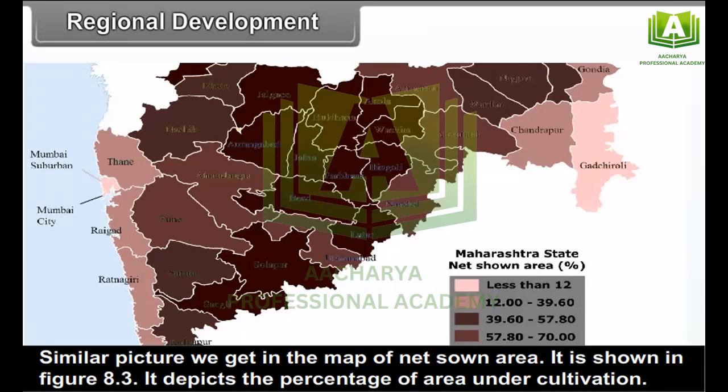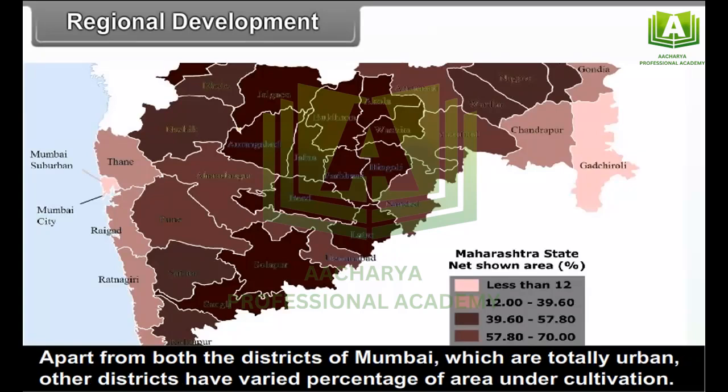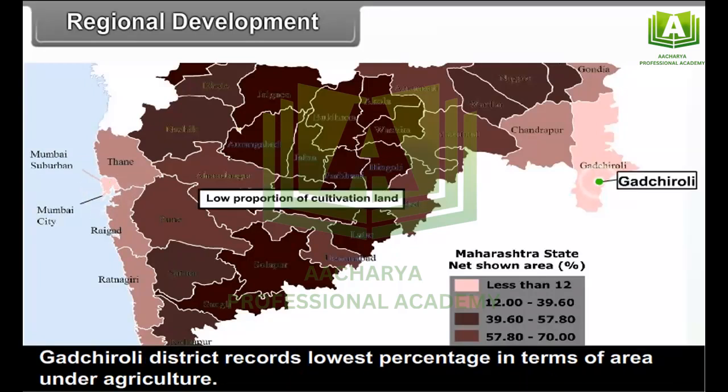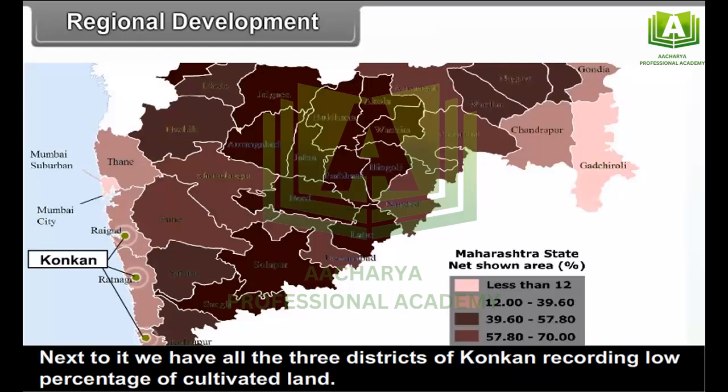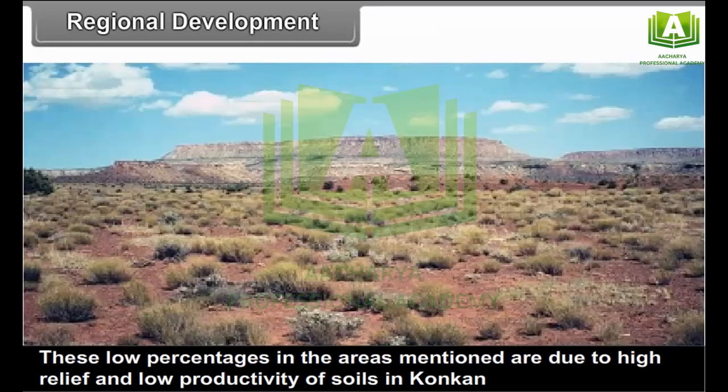Similar picture we get in the map of net sown area. It is shown in figure 8.3. It depicts the percentage of area under cultivation. Apart from both the districts of Mumbai, which are totally urban, other districts have varied percentage of area under cultivation. Gadchiroli district records lowest percentage in terms of area under agriculture. Next to it, we have all the three districts of Konkan recording low percentage of cultivated land.